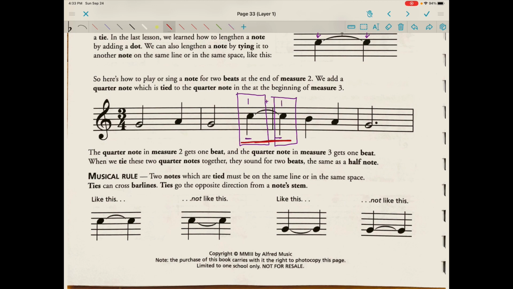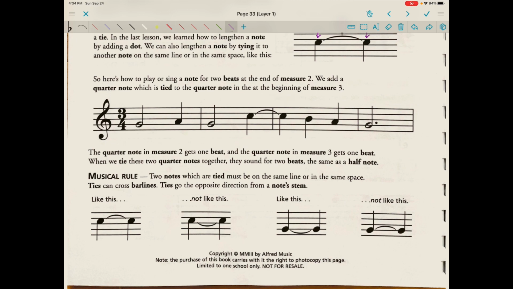These tied quarter notes have the same duration as a half note would, but this is the only way we're able to actually write a 2 beat note when we have a bar line right where we want to put that 2 beat note. The quarter note in measure 2 gets 1 beat, and the quarter note in measure 3 gets 1 beat. When we tie these 2 quarter notes together, they sound for 2 beats, the same as a half note.